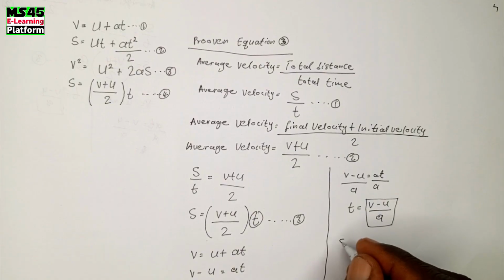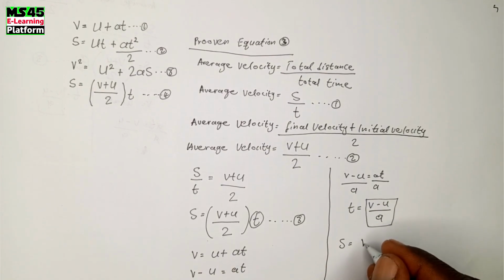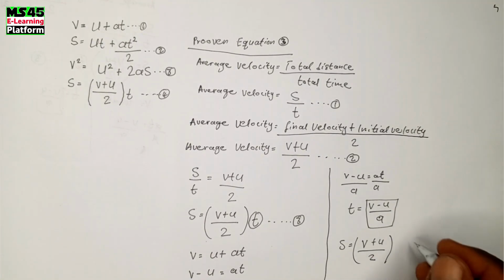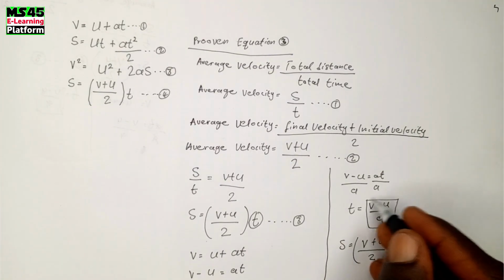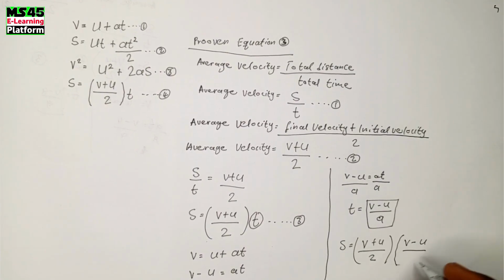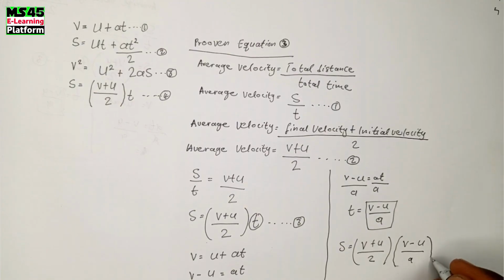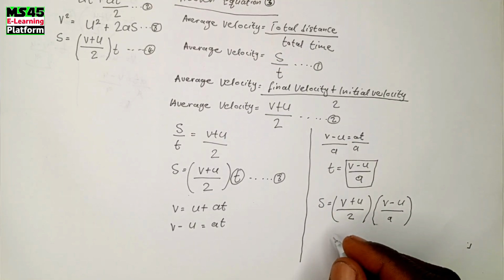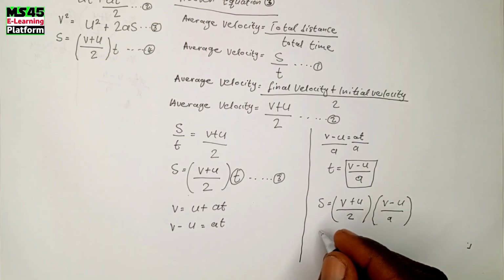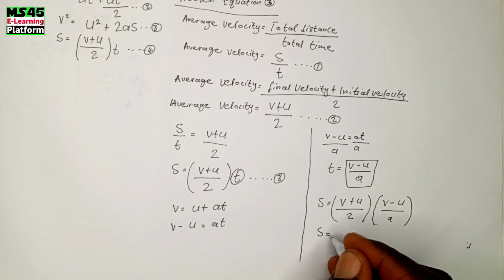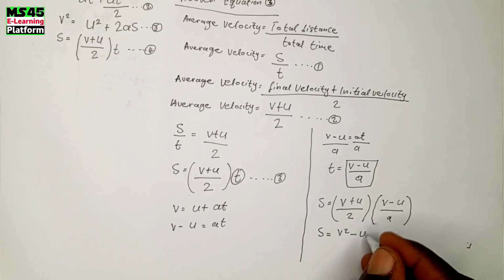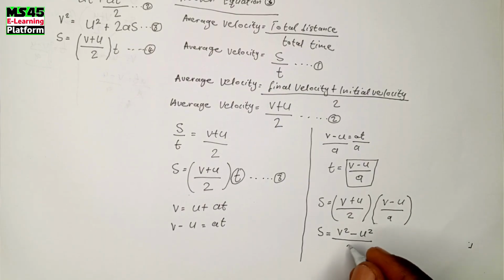So we are going to have s equals v plus u on 2, bring your brackets, and t here, let us substitute all this here. So v minus u on a, right? So here mathematically we can use difference of two squares to simplify it, right? So we are going to have s equals v square minus u square all on 2a.